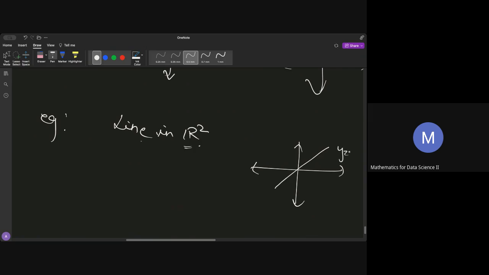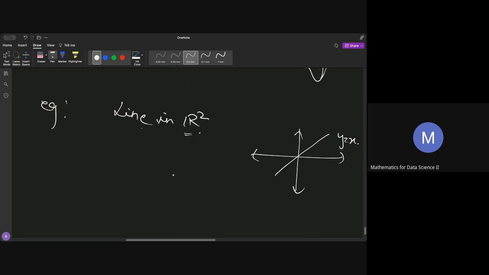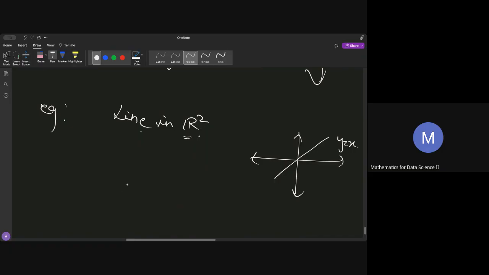This is the line y equals x, right? Then for this line to be a curve, it should be the range of some function f, where f is a function from this thing to R2, right? If I want a line in R2 to be a curve, then it should be the range of some function of this kind, right?